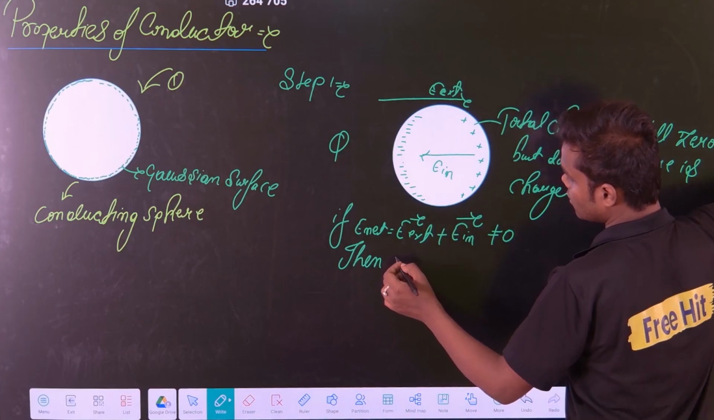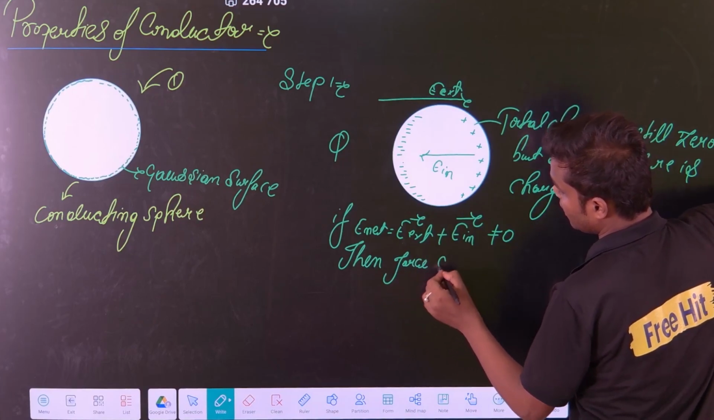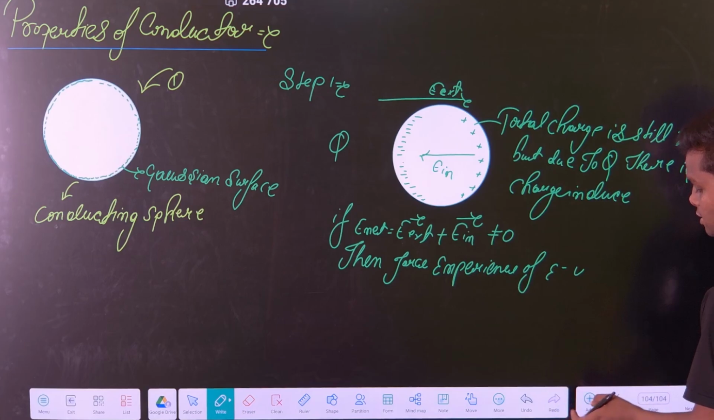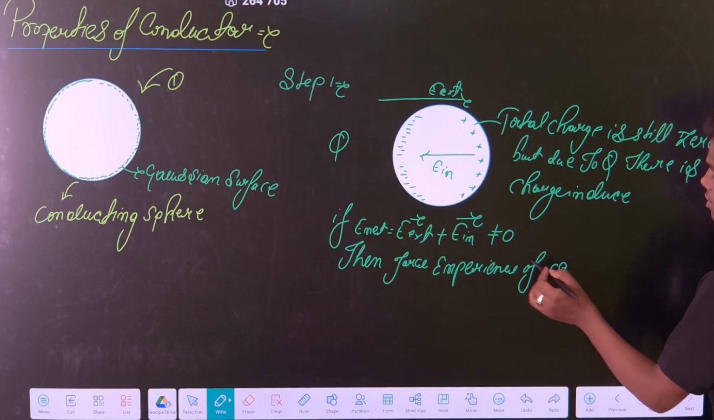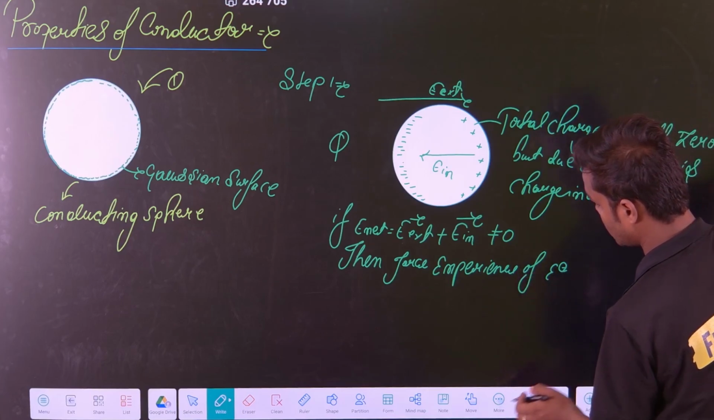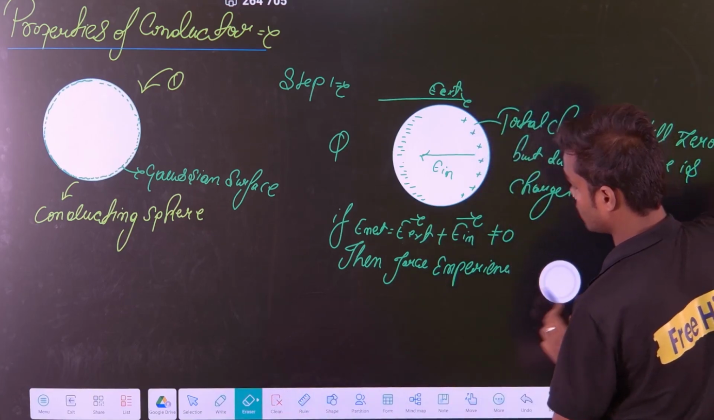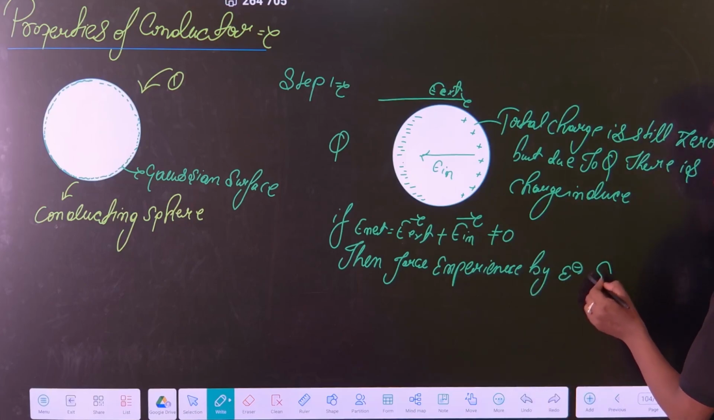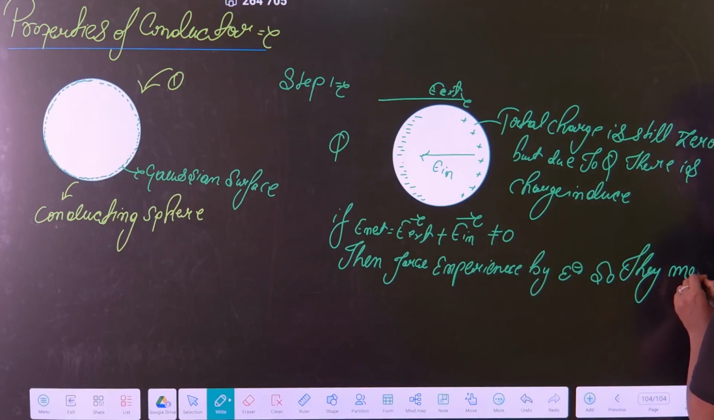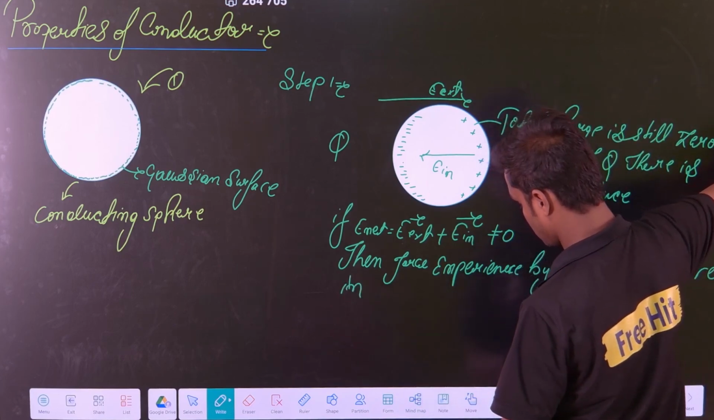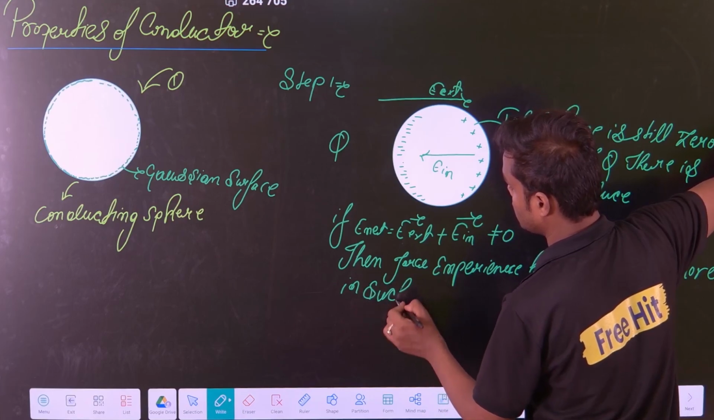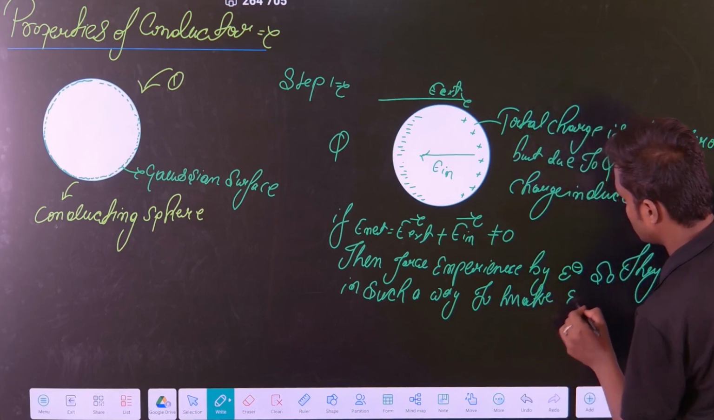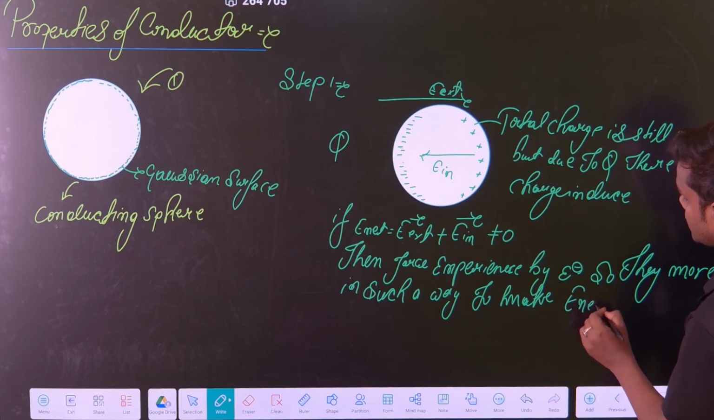Because the conductor has free electrons, there is a force experienced by the electrons, so they move in such a way as to make E net equal to 0.